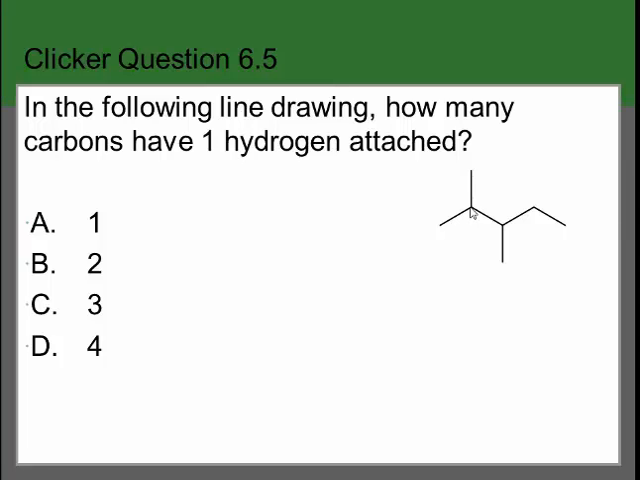So I think this carbon has 1 hydrogen attached. This carbon has 1 hydrogen attached. This one has 2. It has 2 lines, needs 2 more. So the best answer here, B, is 2.